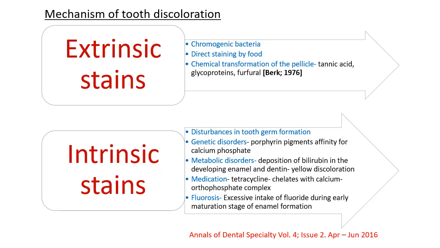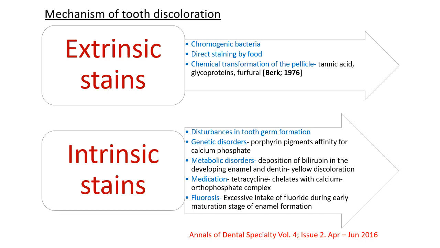Moving on to the mechanism of tooth discoloration, like I mentioned, it could be extrinsic, which means it's primarily because of external factors, and there are intrinsic stains, which means it could be because of internal factors from within the tooth system, which means it could be more of a developmental disorder, that is during the tooth germ formation. So in extrinsic, it could be primarily because of chromogenic bacteria.